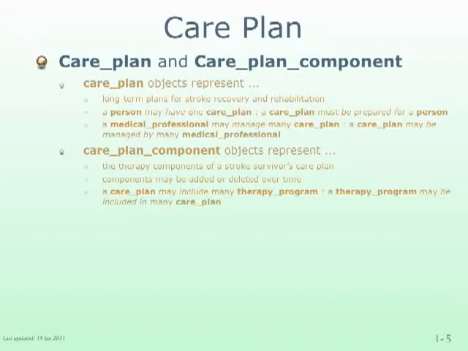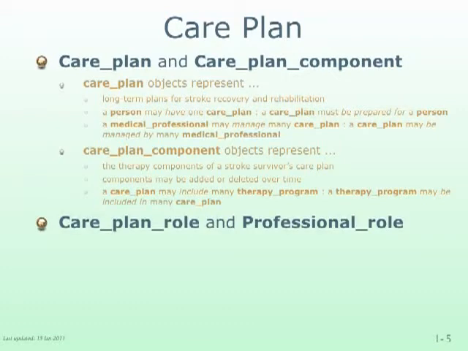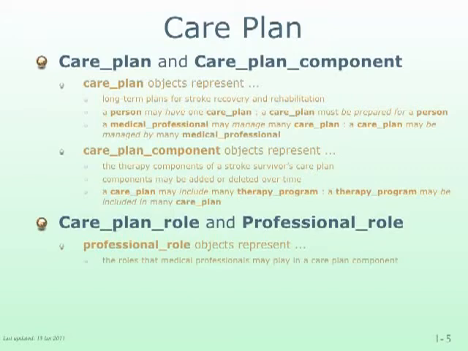Next, we have care plan role and professional role data object classes. The professional role objects represent the roles that a medical professional may be responsible for in relation to a particular component of the stroke survivor's care plan. For example, these roles might include the role of prescribing a therapy or consulting in the use of a therapy.